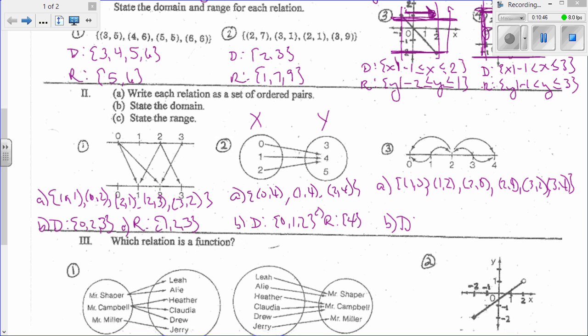My domain is all my x values. So I have 1, 2, and 3. And for part C, my range, what we're mapping to, is 0, 2, and 4. Okay.